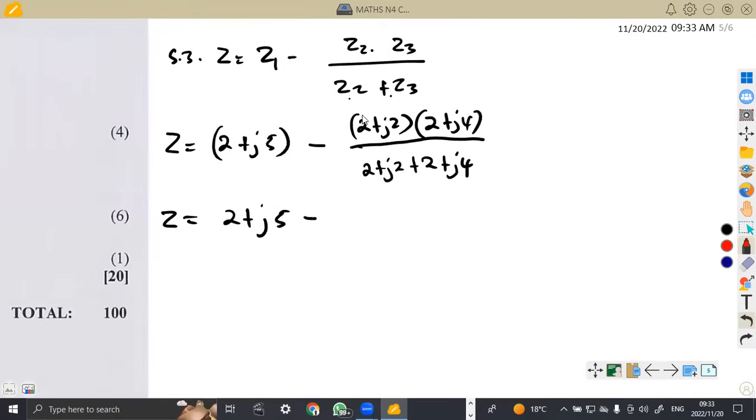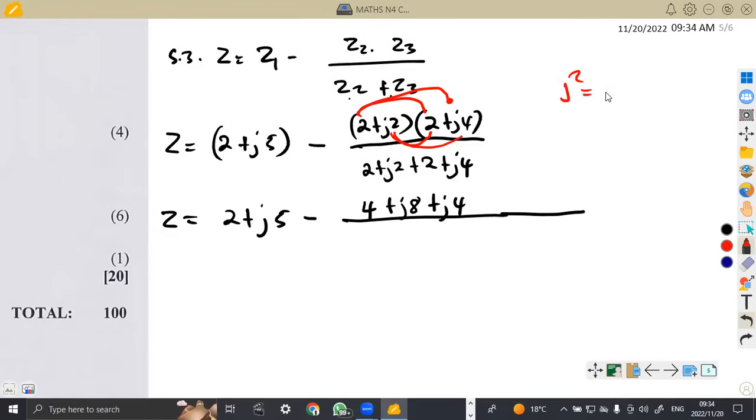On the top, we can expand brackets. That's 2 times 2, that's 4. Okay, we move on to 2 times j4, which is j8. Then j2 times 2, that's j4. Then we move on to this part, j2 times j4. Remember that j squared is equal to minus 1. So it is going to be negative 8. 2 times 4, that's 8, and j squared, that's a negative.